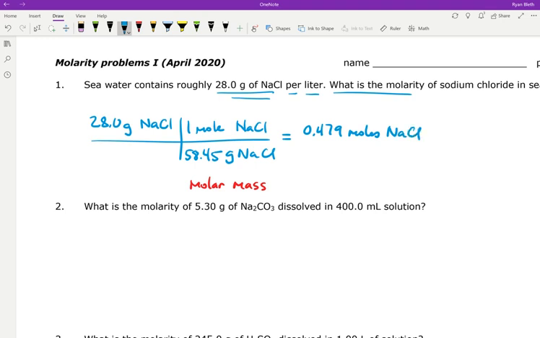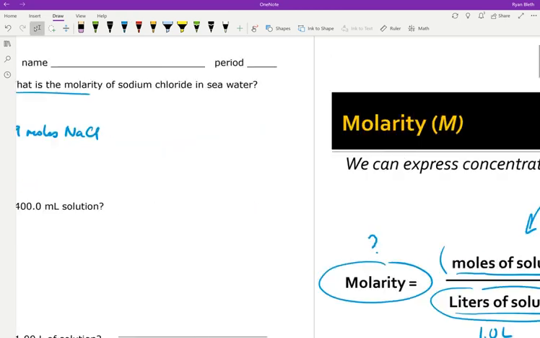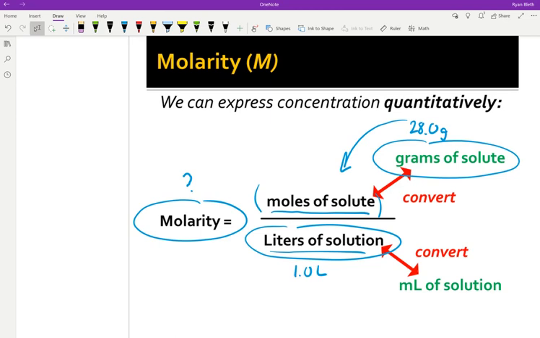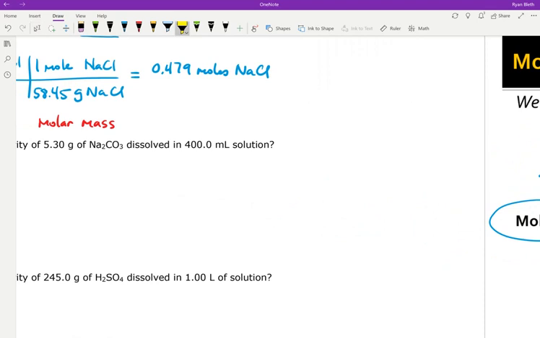It didn't ask us for moles, it asked us for molarity. And so we've got moles here of NaCl. Our equation, remember, is moles divided by liters gives us molarity. Moles divided by liters here gives us molarity. And so we have moles, 0.479. We have liters, that's 1. Well, that's pretty easy then.